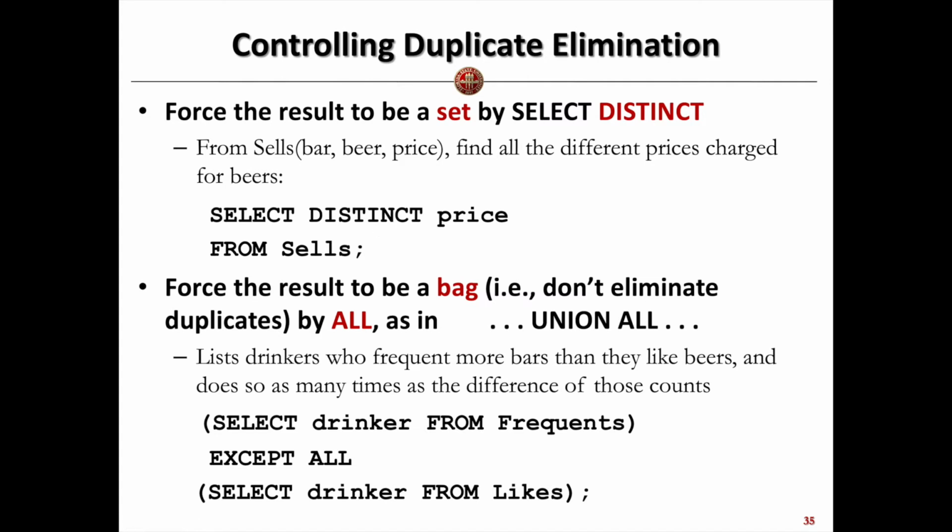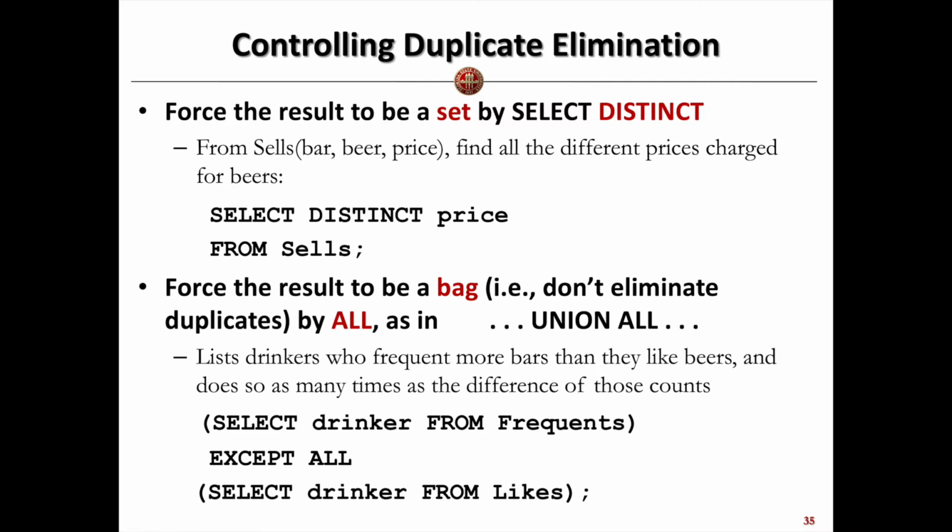In some other cases, we can also force the result to be a bag. In other words, we don't eliminate these duplicates. We can do so by using these operators or keywords. We can provide you with some examples, like UNION ALL, EXCEPT ALL, or INTERSECT ALL.